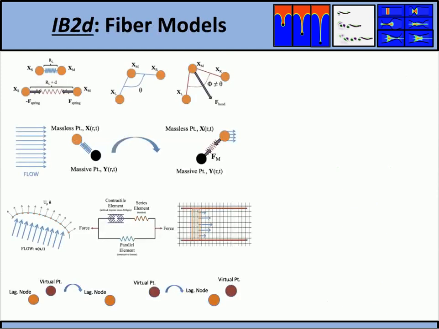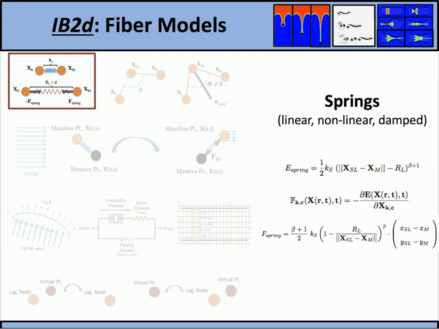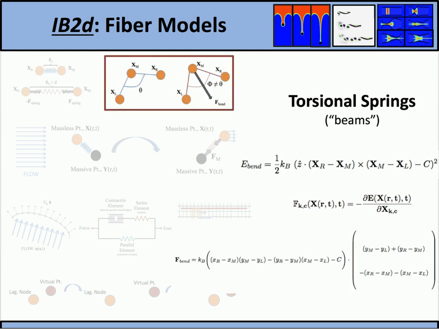What we'll do now is try to make you more familiar and acquainted with a lot of these different fiber models that are offered in IB2d. As we talked about before, there are things such as springs that could come in the flavors of linear, nonlinear, or damped, that describe how two Lagrangian points can compress or be stretched apart. There are also torsional springs, which we call beams, which also help make motion in the transversal plane. We briefly described some of these earlier, but there are also non-invariant beams available in IB2d.